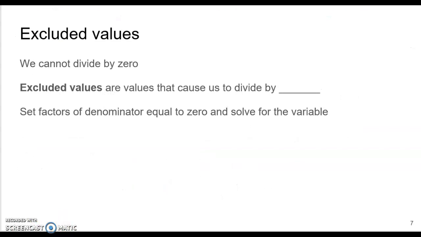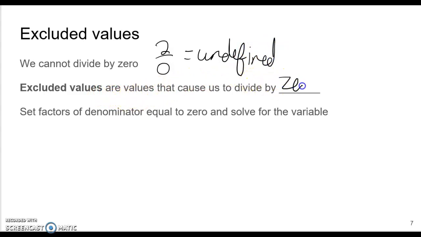If you guys remember, when we divide, we cannot divide by a 0. For example, 2 divided by 0 is undefined. Excluded values are values that cause us to divide by 0. When we start looking at these, we're going to start looking at their excluded values. We set the factors of the denominator equal to 0 and then solve for the variable. If we remember, 0 divided by 2 is 0, so our top can equal 0, but our denominator cannot equal 0.